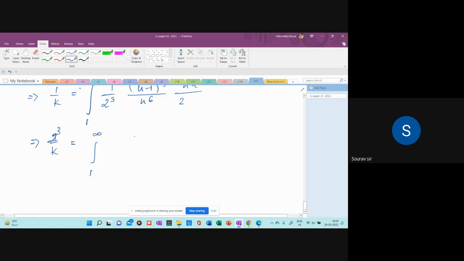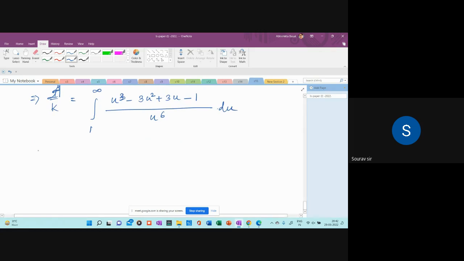1 to infinity, (u minus 1) whole cube is going to give me u cube minus 3u square plus 3u minus 1. That is a cube minus 3a square b plus 3ab square minus b cube, okay, divided by u to the power 6 into, we can write 2 to the power 4, and that is du. Now it's pretty easy to compute this.